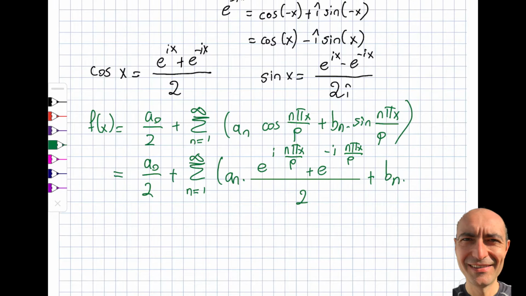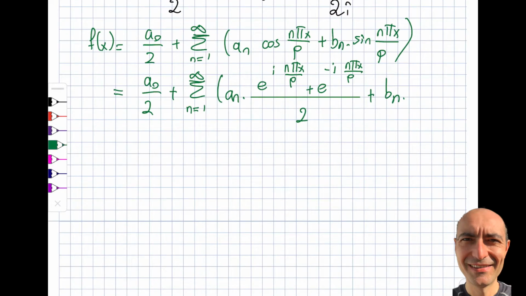Plus bn times, I'm going to write it down because I ran out of space. So I will simply copy paste from the sine. It will be e to the power of i n pi x by p minus e to the power of minus i n pi x by p divided by 2i. Let's write this negative down here, right? Don't forget this i. I've seen this mistake many times, okay? And I should close the parentheses. So basically, this is what is happening.